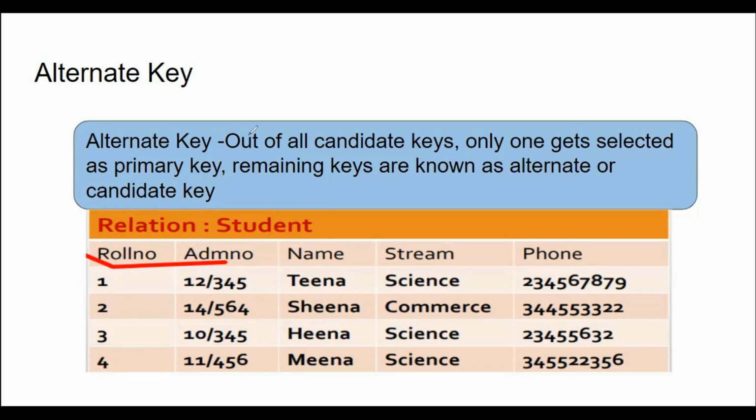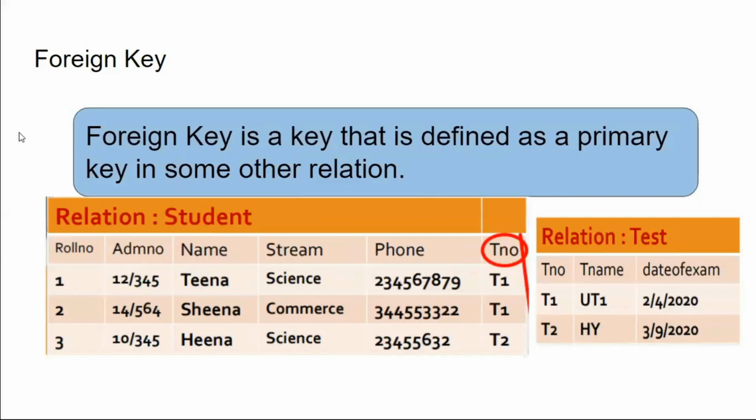The next one is foreign key. Then we have seen the database. What will the database do? The database will make a relationship between the tables. So in a particular database, you will have multiple tables. So how to communicate one table with another table?